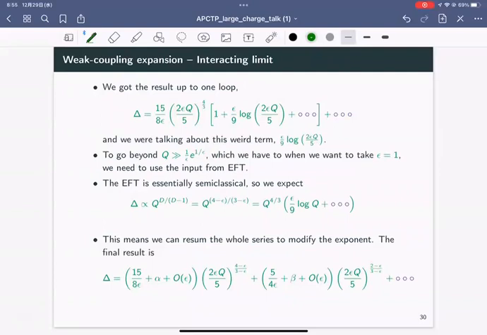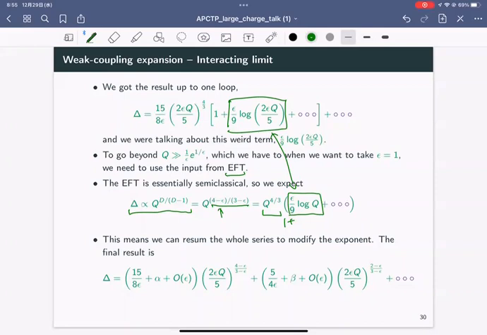It's okay. We just need to use an input from the effective field theory, because effective field theory is essentially semi-classical, and we expect delta to go like d over d minus one. Meaning in the epsilon expansion, it should go like four minus epsilon over three minus epsilon. If you expand it in terms of epsilon, you will get one plus this term. So this matches the expectation from the effective field theory. If we had resummed it up to infinite loop, we would have gotten this scaling.